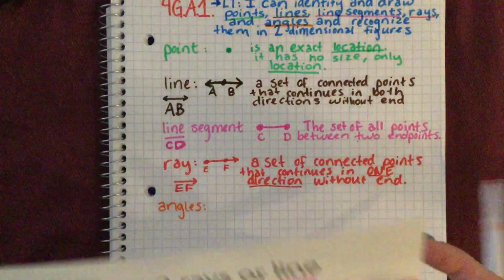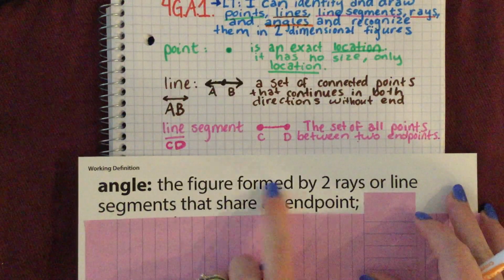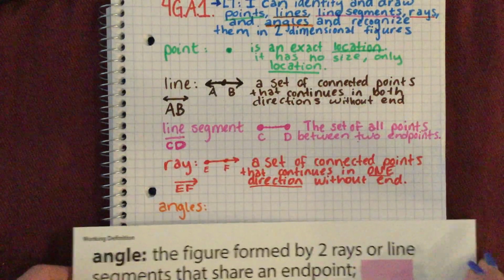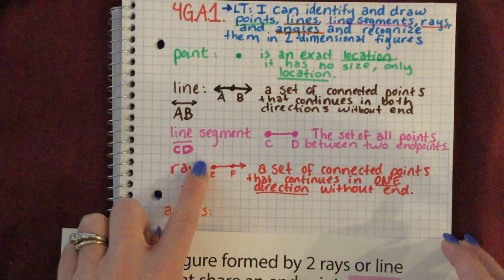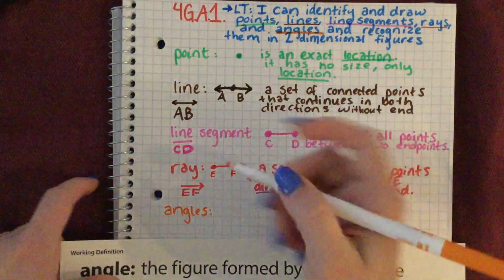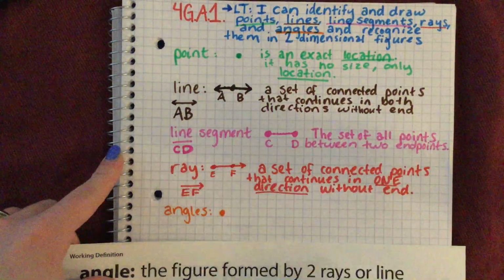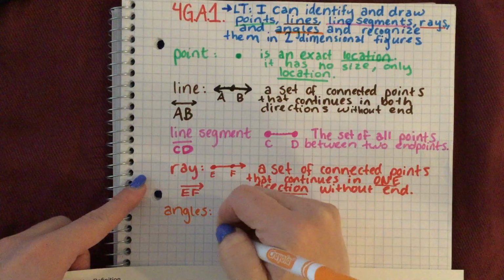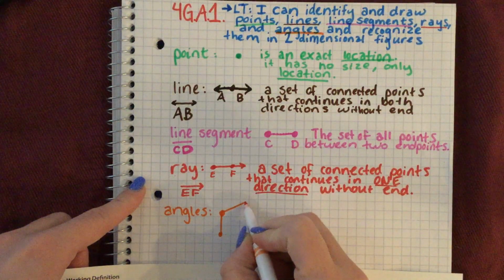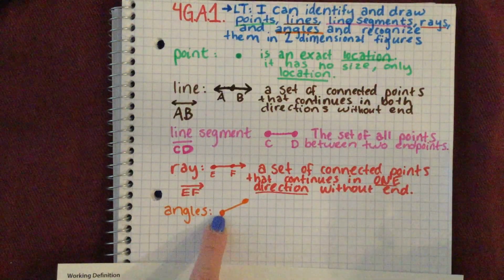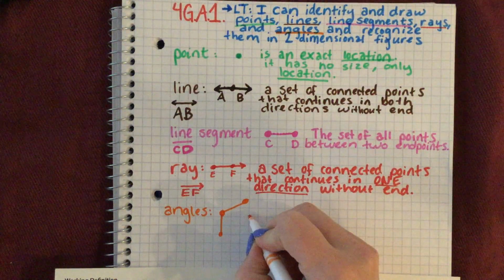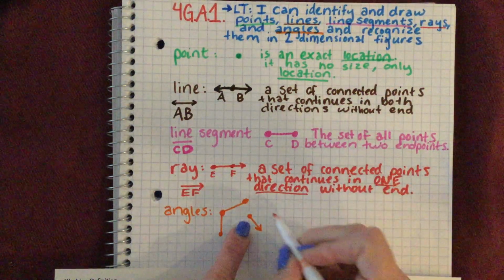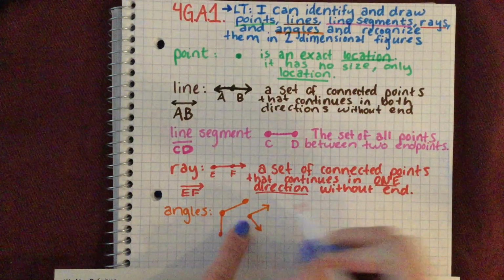But the definition of an angle is the figure formed by two rays or line segments that share an endpoint. So if it's two rays or two line segments that share an endpoint, here's their shared endpoint, right? We could have one line segment going in this direction and another line segment going in this direction, and that's their shared endpoint. Of course, those could also be rays. So there's the shared endpoint. Here's one ray, and coming off the same endpoint, there's another ray.